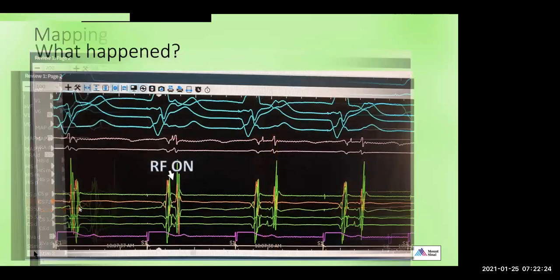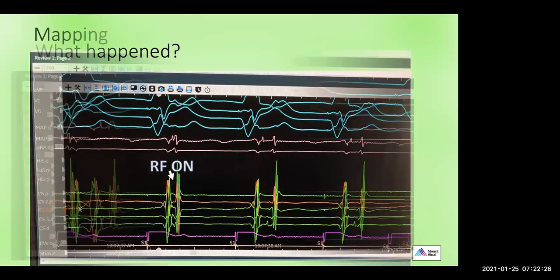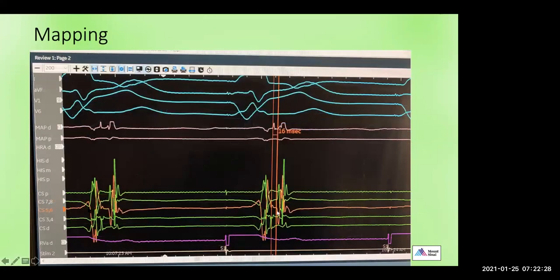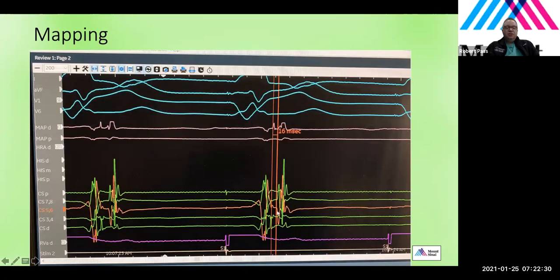Dr. Bass, sorry, but how did you know that this is not through the AV node? Just because of the way it looked consistently? So the first thing to say is there is a possibility that it is fusion between the pathway and the AV node.